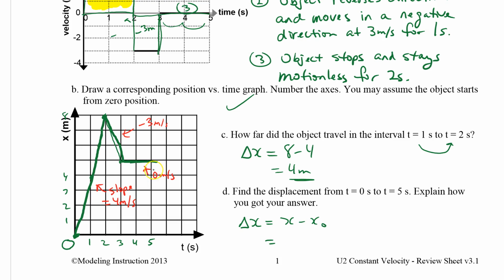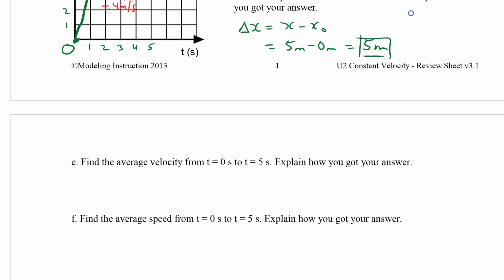Where did it end up? It ended up at, here it is over here, at 5, right? 5 meters, minus, where did it start? At 0. So the answer would be 5 meters. Explain how you got your answer. Well, I kind of showed my work here. I looked at the end of the graph, 5 meters, and I looked at the beginning of the graph.